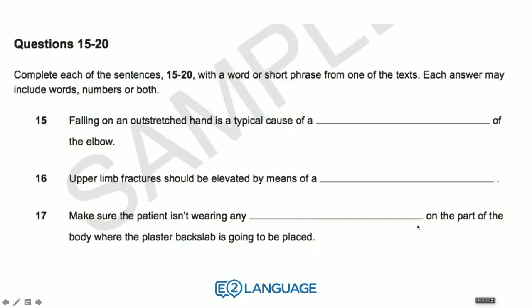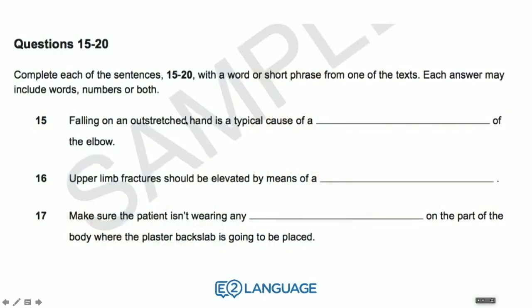They're quite similar. Complete each of the sentences with a word, one word, or a short phrase, say 2 to 5 words perhaps, from one of the texts. Each answer may include words, numbers, or both. So falling on an outstretched hand is a typical cause of a what of the elbow. Look at this little word carefully. We're going to need a singular noun. The answer is in fact dislocation.